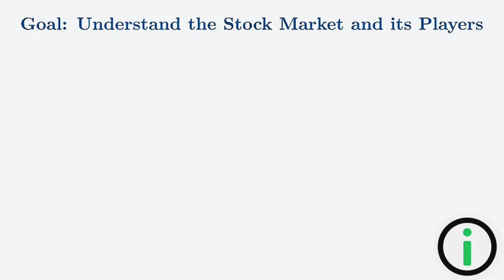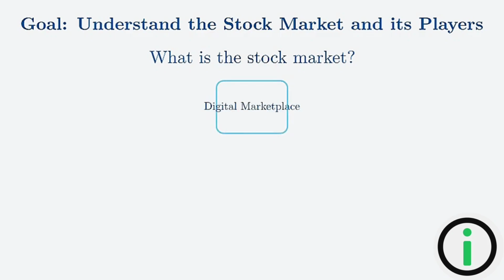By the end of this scene, you will be able to define what the stock market is and distinguish between primary and secondary markets. Let's start with a simple question. What is the stock market? At its core, it is a place where ownership in companies is bought and sold. In India, this happens primarily on two major exchanges, the National Stock Exchange, or NSE, and the Bombay Stock Exchange, or BSE. Think of these as the giant digital malls where the trading happens.